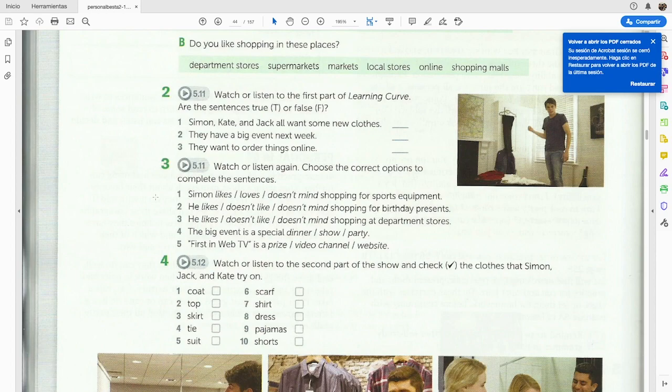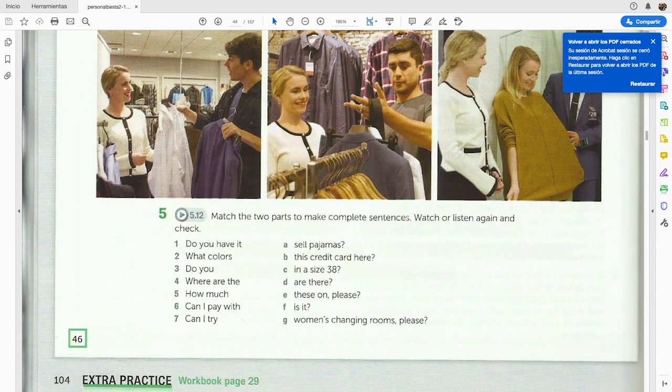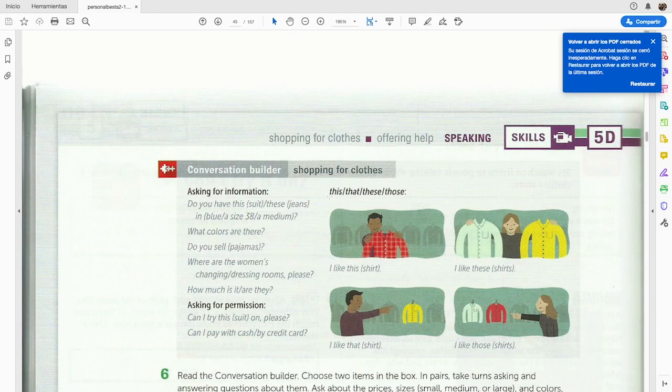Here we have listen. No, this is not going to be possible to do because there's this watch the video and then answer. No. So we are not going to do this. Here we have, let's go to the other exercise. Here we can see some sentences related to shopping. And here it says, conversation builder, shopping for clothes.